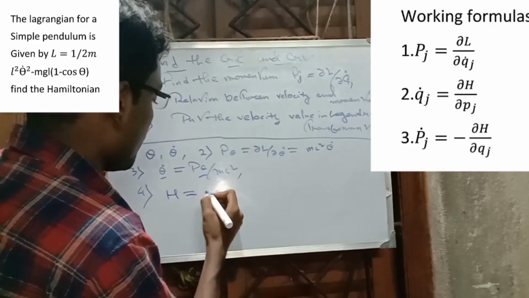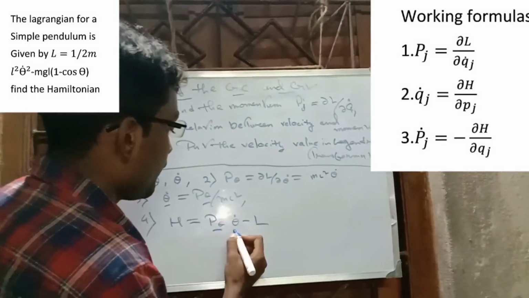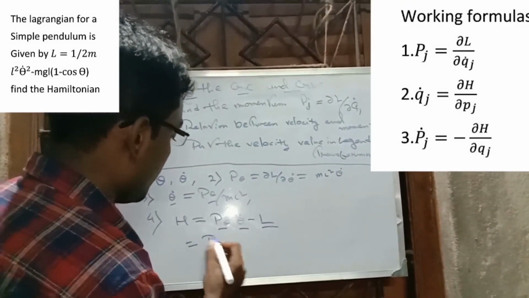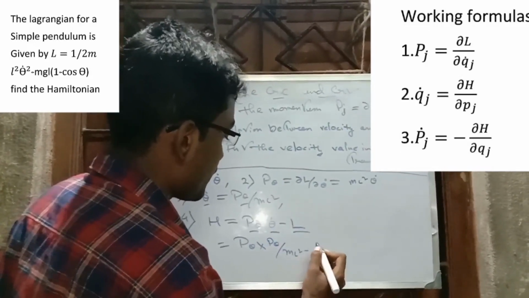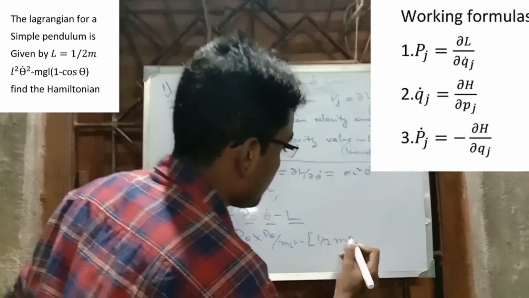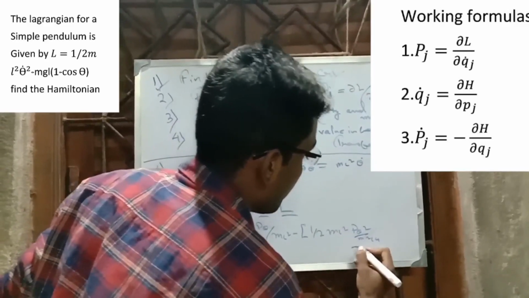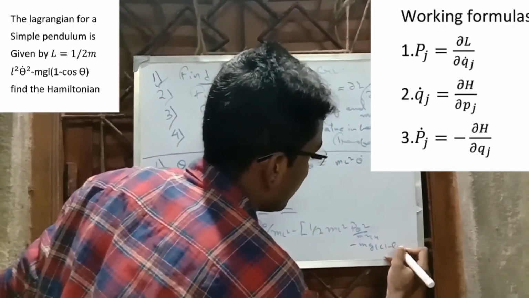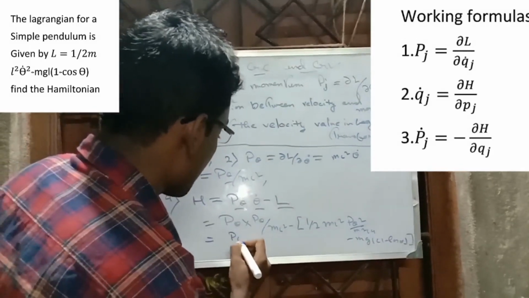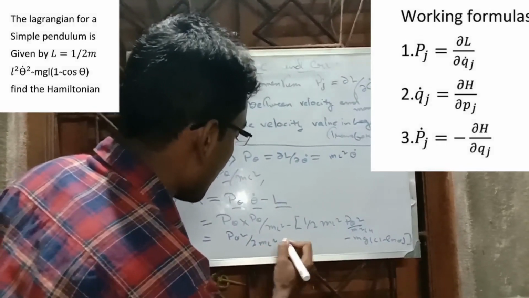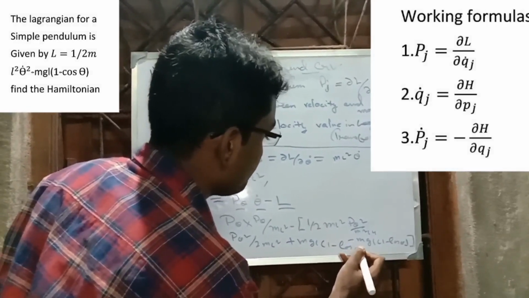H equals P theta into theta dot minus L. That means the multiplication of momentum and velocity minus Lagrangian. So P theta into theta dot means P theta square by m l square, minus L, that is half m l square theta dot square, that means P theta square by m square l to the power 4, minus m g l into 1 minus cos theta. So the Hamiltonian comes out to be P theta square by 2 m l square plus m g l into 1 minus cos theta.